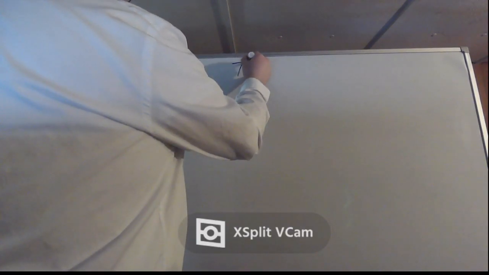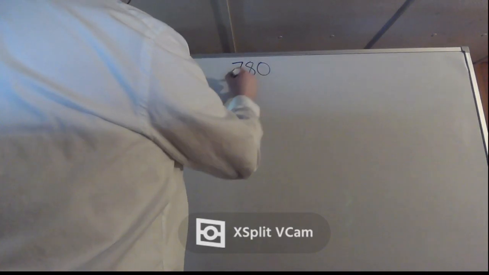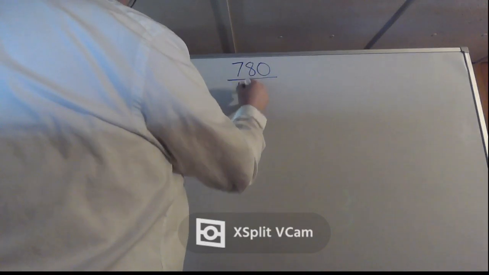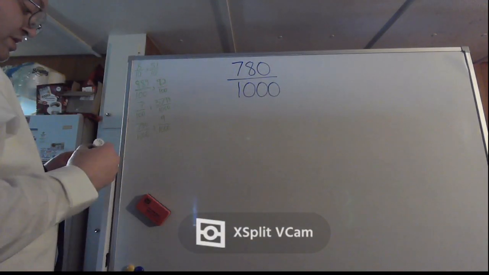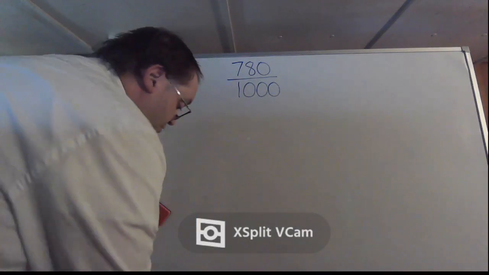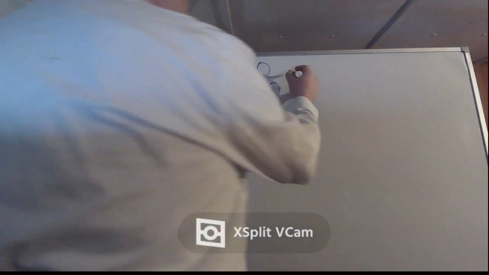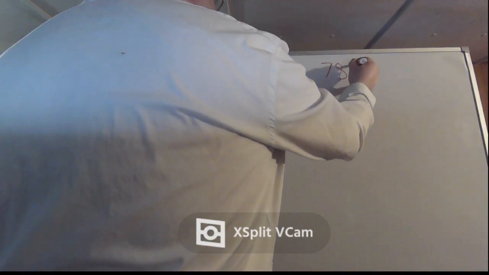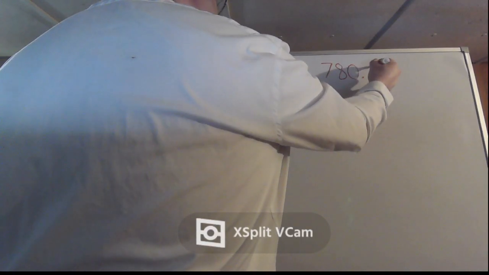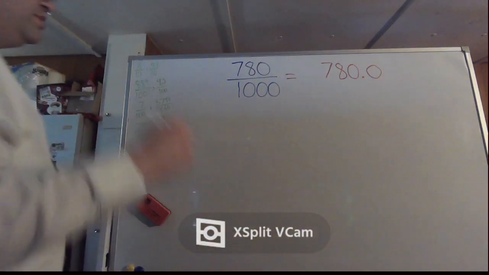Alright, got a couple more problems. I have 2 more, yep. Let's say I have 780 over 1,000. Well, again, you'll take what's in your numerator, that's 780. You'll write it out as a whole number with a decimal point of 0.0, so you can see where the decimal is located.